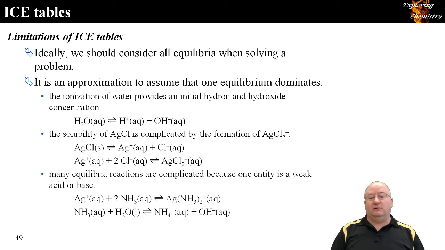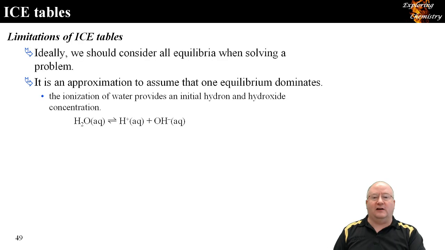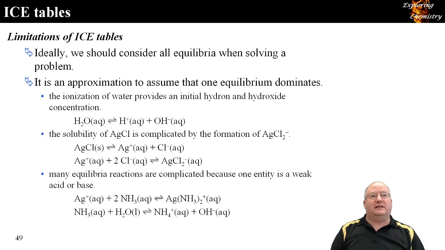In addition, for example here, ammonia are weak bases, and so you're going to see complex ions formed, and weak acids and bases that react in solution. We had that example in the first one, and I'll go back to it in a second, where we had to assume all of the cyanide was in the form of CN minus, because otherwise cyanide is a weak base, and we set the conditions to give us cyanide in the form of CN minus.